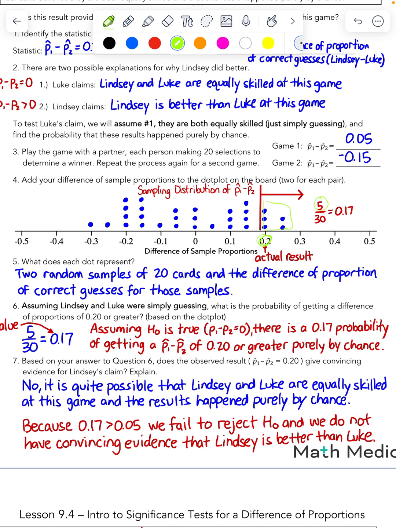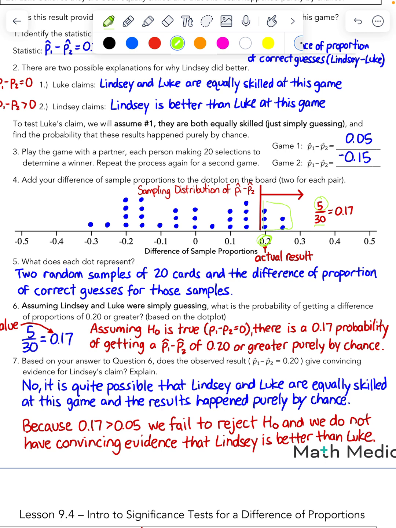Out of how many dots they did? Well, this class did it 30 times. So if you do 5 divided by 30, that's 0.17. So this would be a simulated p-value instead of doing it with a normal curve, which we could do and we will. This is just to give us the idea.